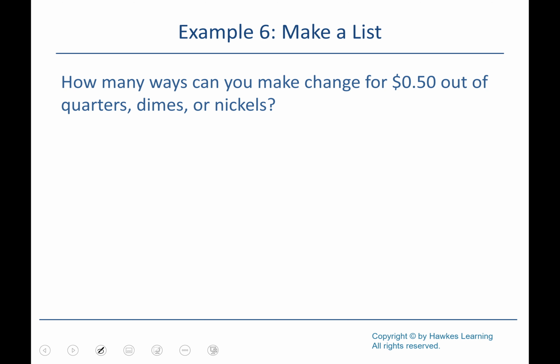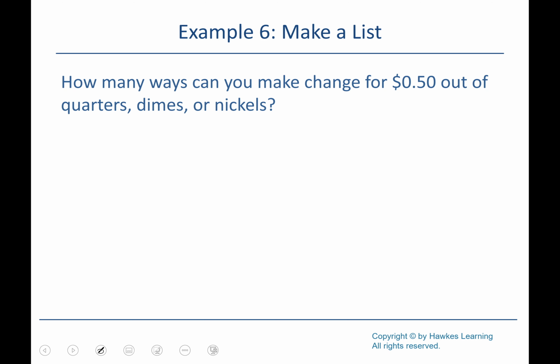Let's look at this one. This one says, how many ways can you make change for 50 cents out of quarters, dimes, or nickels? Or what it means when it says or here, or any combination. Can you think of any ways we can do that?